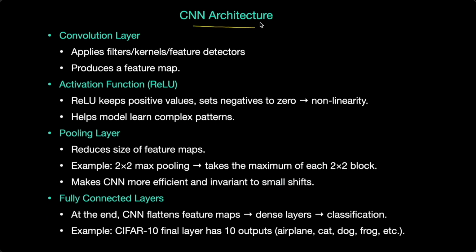A CNN typically has several types of layers working together. The first one, the convolutional layer, which applies filters to extract features. Filters are also called kernels or feature detectors, and it produces the feature map.